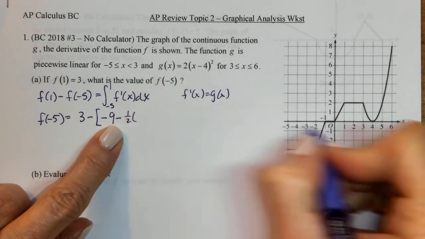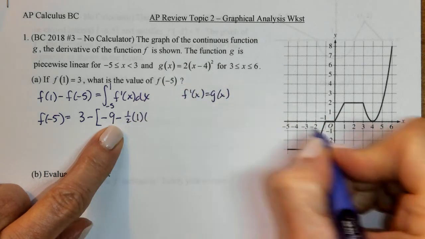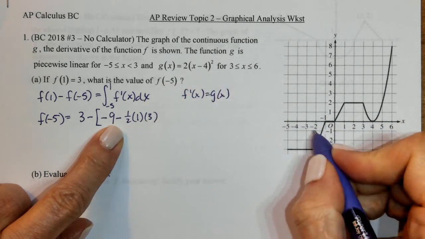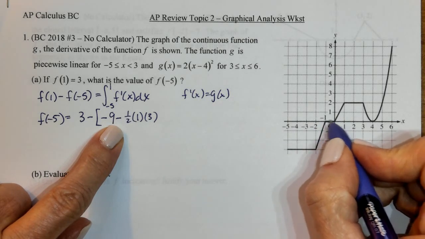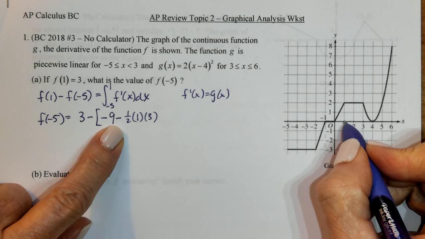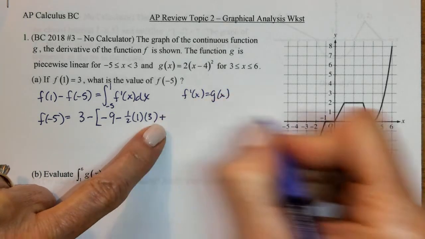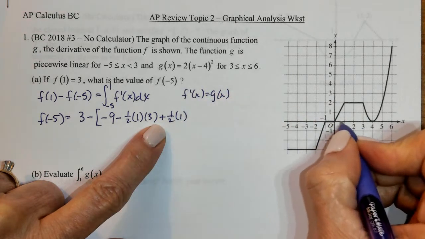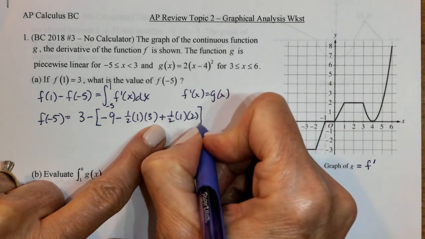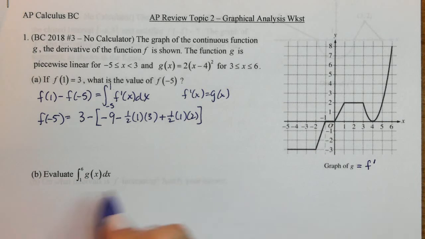1/2. The base is 1. The height is 3. So that takes care of that little trapezoid there. From -1 to 0, we have no area. And then from 0 to 1, we're above the x-axis, so the integral is going to be positive. It's another little triangle. 1/2. The base is 1. The height is 2. Like that. And that is the value of f of -5, and I'm going to safe stop right there. Unless I need it later, I'm just going to leave it like that.